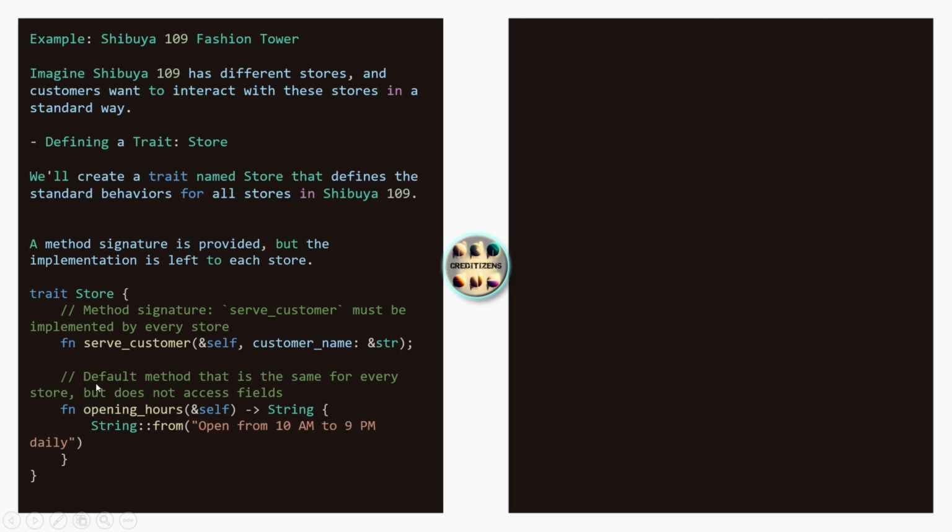And here you can also define a default method that is the same for every store. So when you define a default method that returns something, like a string, just the opening hours for example, you can define what is inside the function. Otherwise, you don't define what is inside the function. You just define the method signature.